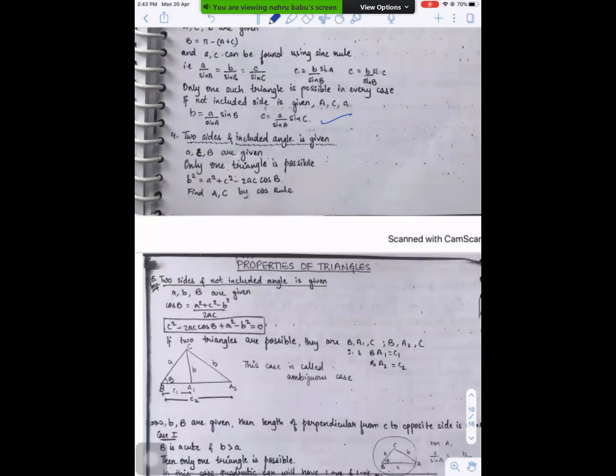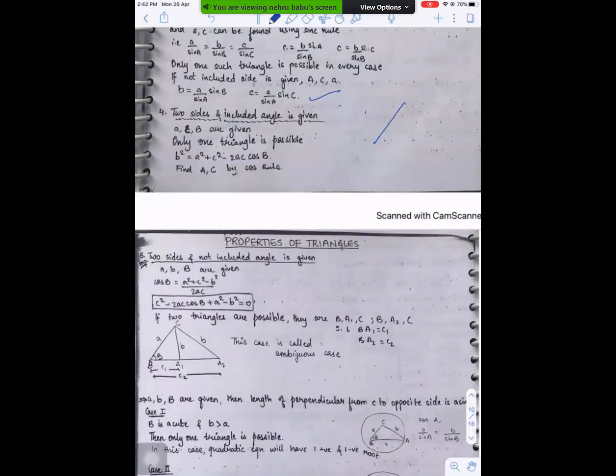Next, if they give two sides and the included angle. For example, if they give sides a, b, and the included angle C, then you can find c square equal to a square plus b square minus 2ab cos C. You can find other sides. So here also every time you will get only one result.